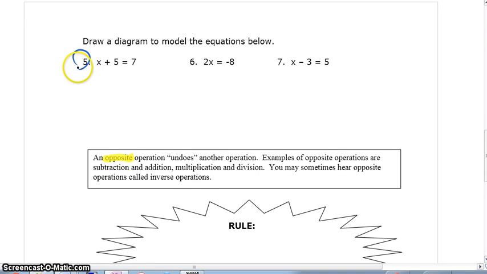Now we're drawing diagrams. So take a minute here again. Pause the video and draw your diagrams. See if you can do it.